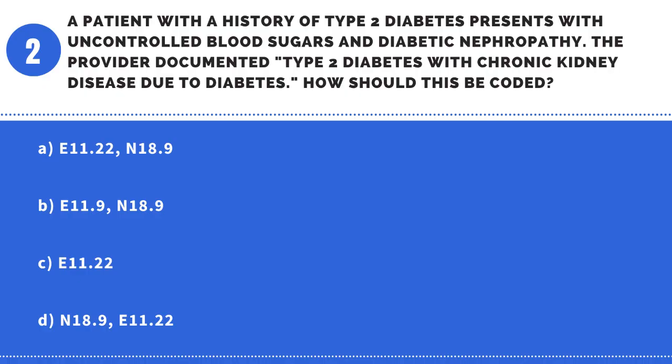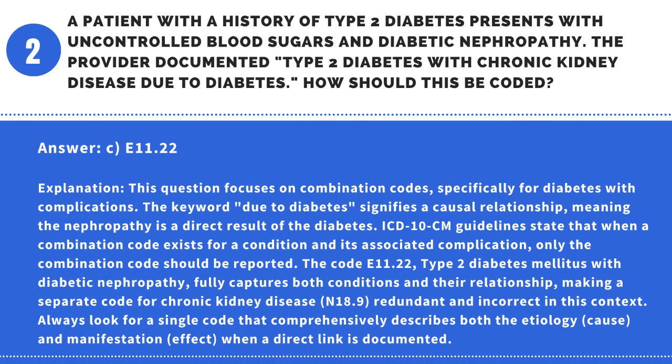A, E11.22, N18.9. B, E11.9, N18.9. C, E11.22. D, N18.9, E11.22. Answer, C, E11.22. This question focuses on combination codes, specifically for diabetes with complications.